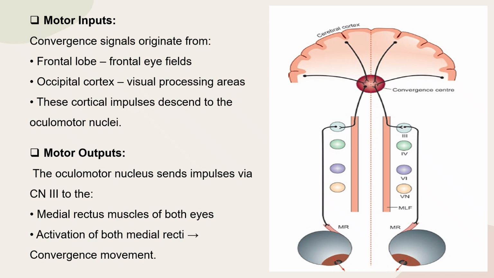Then the motor inputs and the motor outputs. Motor inputs: the convergence signals originate from the frontal lobe, that is the frontal eye field, and the occipital cortex area, and these cortical impulses descend to the oculomotor nuclei. Then the motor outputs: the oculomotor nucleus sends impulses via the cranial nerve third nucleus to the medial rectus muscle of both eyes, and activation of both medial recti leads to the convergence movement.